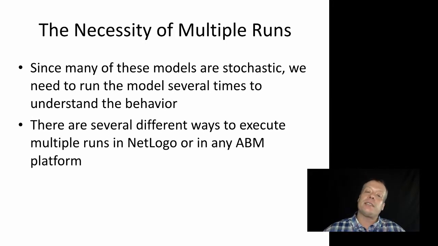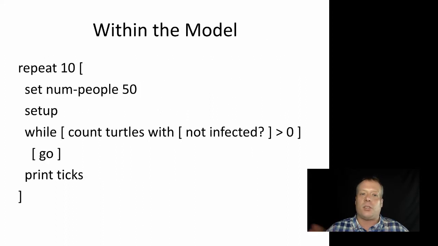that model. Now, there are several different ways to execute multiple runs in NetLogo, or in any of the agent-based modeling platforms out there for that matter. In fact, one way to do it is you could just write the code to run the model separately yourself. That's what this code does for the spread of disease model. It says, repeat 10, set the number of people at 50, run setup, while count churls with not infected is greater than zero. In other words, while there are still some agents that could still be infected, run the model and then print ticks. This will give you just the number of ticks it takes to get 100% infection for each of the 10 runs that you did. And then you can analyze that result.